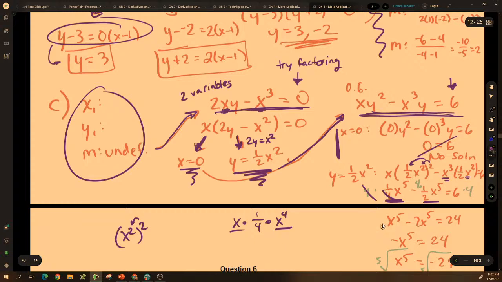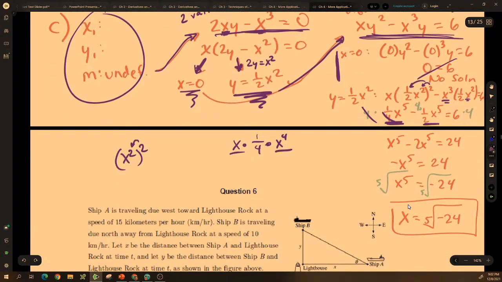And I get x to the 5th minus 2x to the 5th equals 24. X to the 5th minus 2x to the 5th is negative x to the 5th, equals 24. Divide out the negative sign. X to the 5th equals negative 24. And then 5th root them.